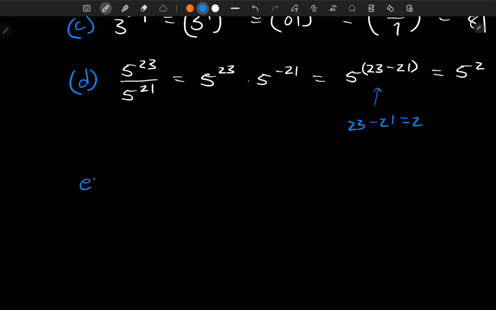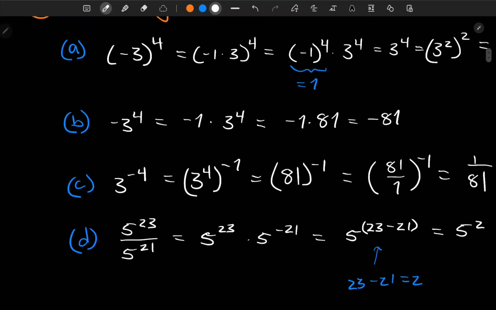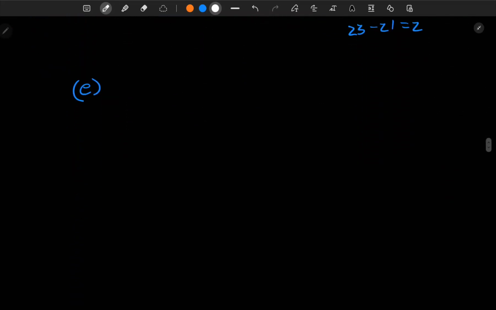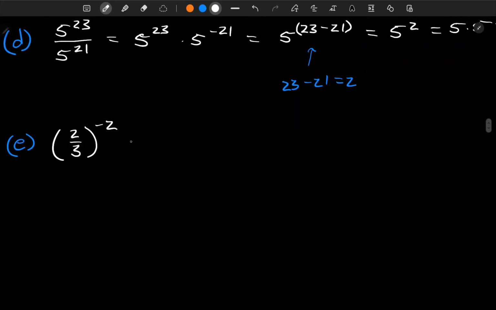Moving forward, suppose I ask you to evaluate the following fraction. I give you 2 over 3 to the negative second power. Well, again, for all exponents, we can rewrite this as 2 over 3, and then we can find some expansion of negative 2.